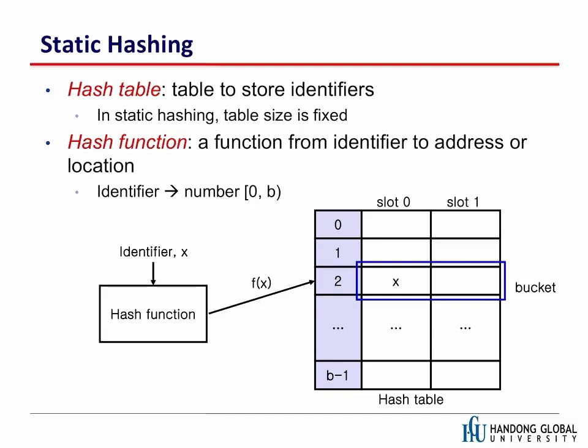For example, we have an identifier here, and the table size is fixed, which is B. So we have B buckets here, from 0 to B minus 1. Given an identifier, the hash function will return a number between 0 and B minus 1. So when the identifier is X and f of X is 2, then X will be located here. So given an X, we can find where X is.